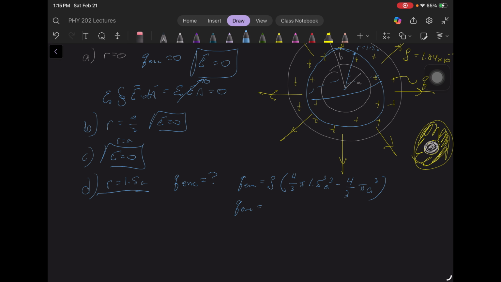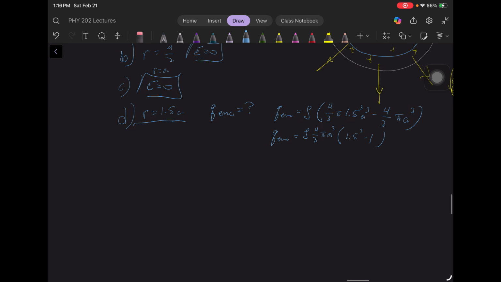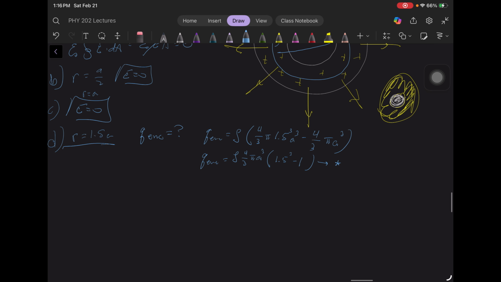Okay. And so now we have this, which we can clean up a little bit, is equal to rho times 4/3 pi a cubed times (1.5 cubed minus 1 cubed), because we pulled out a 4/3 pi a cubed, and pulling that out from itself leaves a 1. So I guess we don't need to cube this, because typically when I do it, I leave the a there. But 1 cubed anyways is just 1. And we get this as our total charge. We'll call this equation double star.